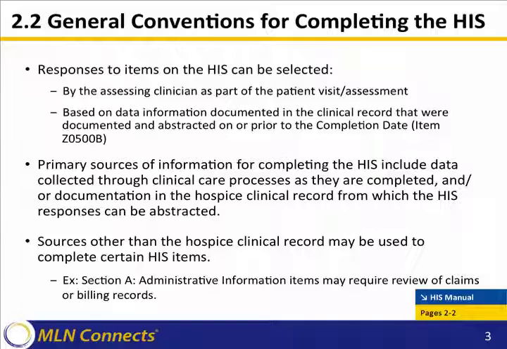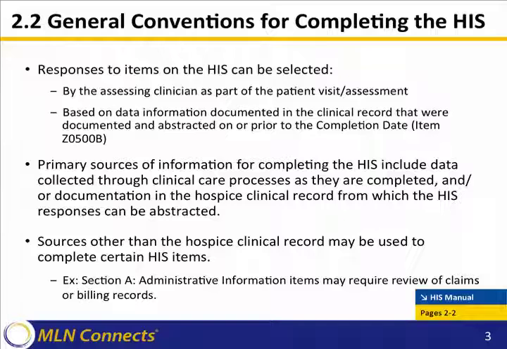Responses to items on the HIS can be selected by the assessing clinician as part of the patient visit and assessment, or could be based on information documented in the clinical record and abstracted on or prior to the completion date reported in item Z0500B. In general, sources external to the clinical record should not be used as documentation to complete HIS items.